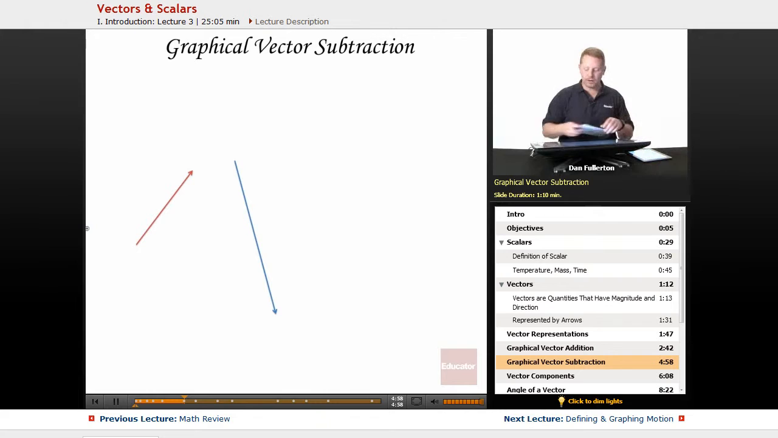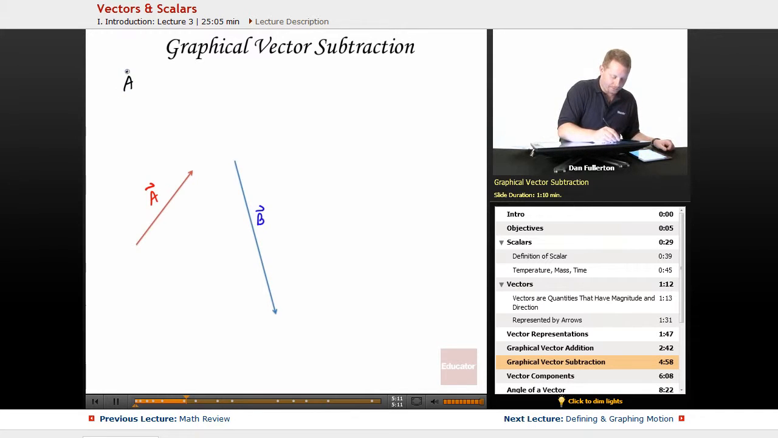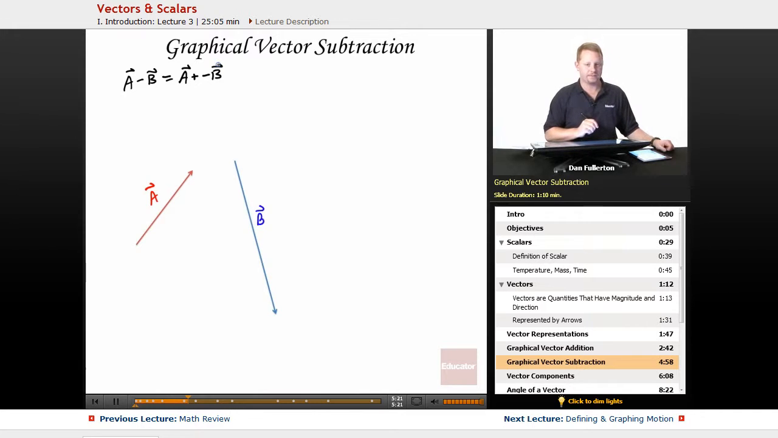All right, how about graphical vector subtraction? Here we have A again and B. Put the line over them to indicate their vectors. What do we do for A minus B? Well, the trick here is realizing that A minus B is the same as A plus the opposite of B. Well, what's the opposite of B? It's as simple as you might guess.